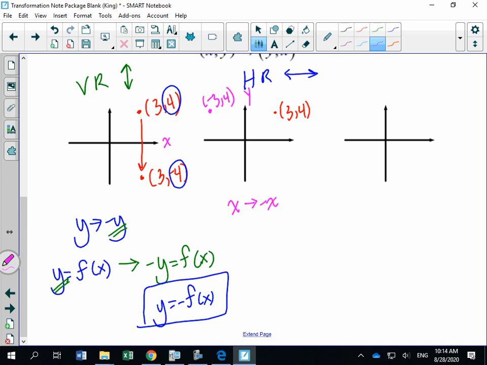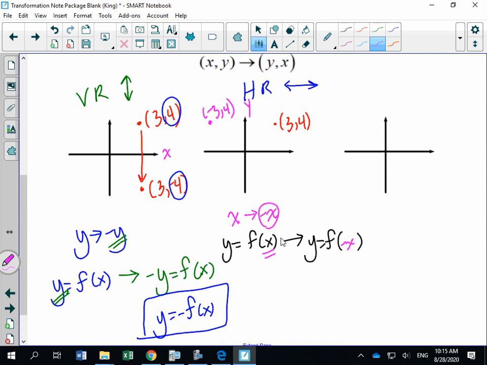That represents a horizontal reflection. x goes to negative x. So then in our function notation, if our original function was y = f(x), what we are going to do to show that it's undergoing a horizontal reflection is take out the x and put in a negative x. So y = f(-x). So if the negative is inside the function, that's going to represent a horizontal reflection.